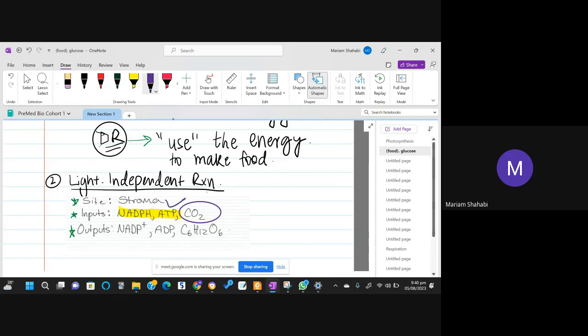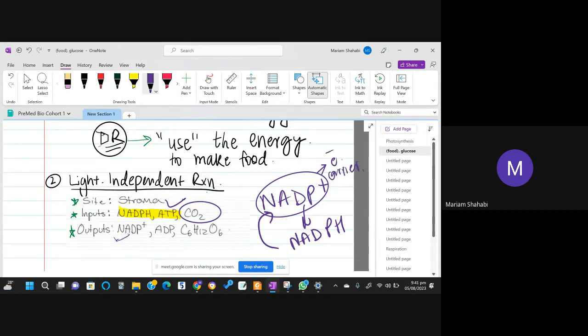Now you come outside the thylakoid membrane and you enter the stroma. The outputs: NADP plus. The NADP plus we took as the electron carrier was converted to NADPH in the light reaction. Now it gets recycled back, because this is an electron carrier. Again, not much importance, but still good to know.